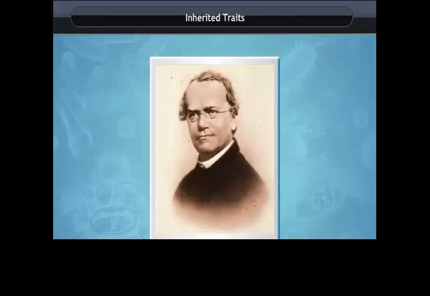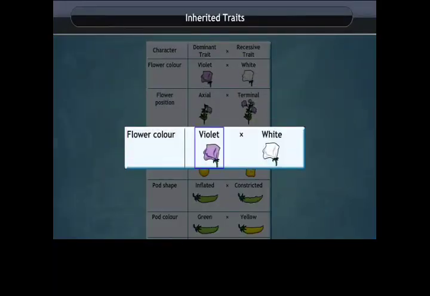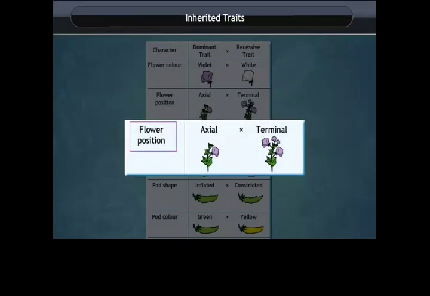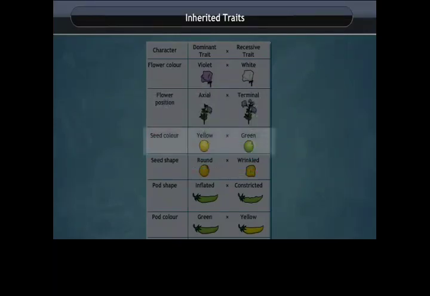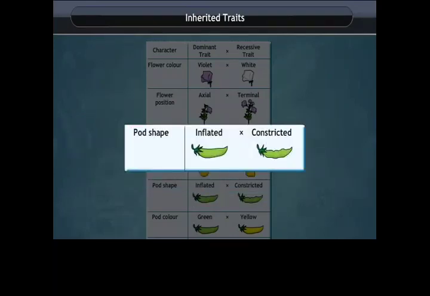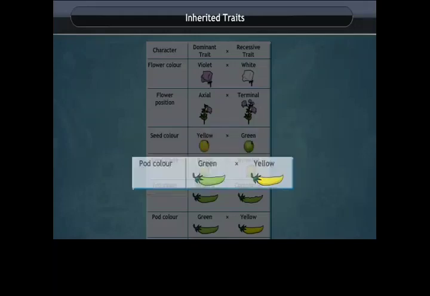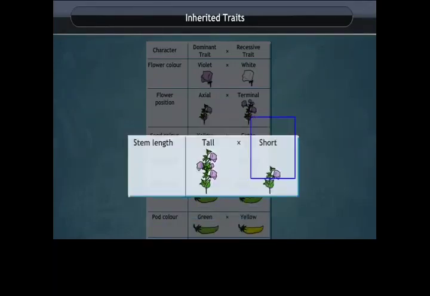Mendel worked out the main rules of such inheritance, and it is interesting to look at some of his experiments. Mendel carried out his experiments using garden pea with 7 contrasting visible characters. They are flower color, violet and white flowers; flower position, axil or terminal; seed color, yellow and green; seed shape, round and wrinkled seeds; pod shape, inflated and constricted; pod color, green and yellow; and stem length, tall or short.